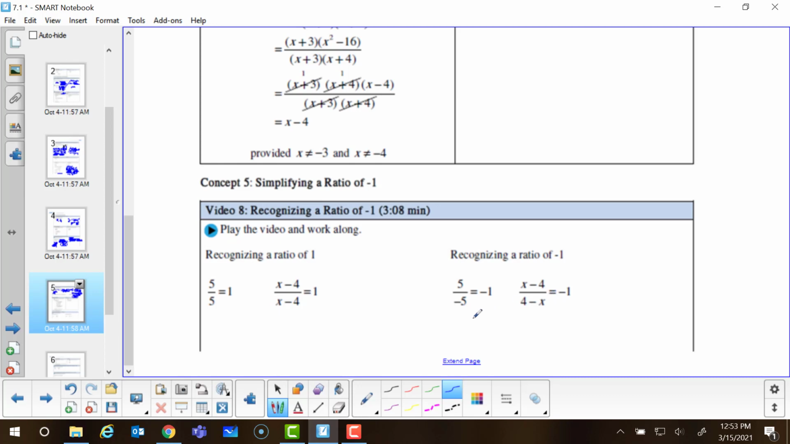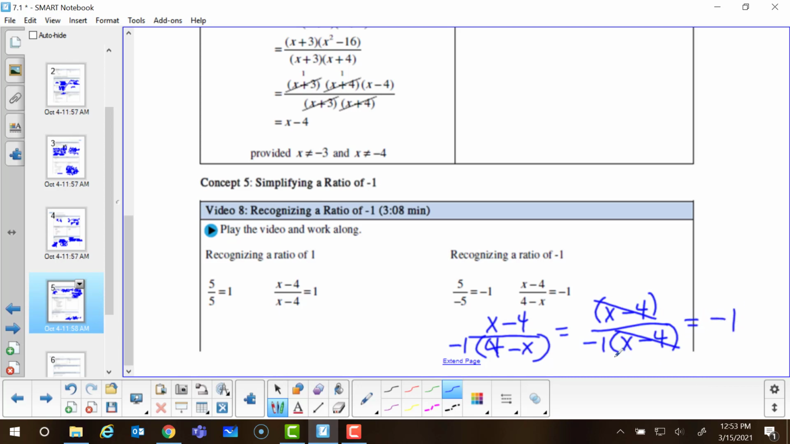So what I could do, let me just show you. I can force that 4 minus x to become an x minus 4 if I take out a negative 1. So that would make x minus 4 over negative 1, and I'm going to switch that order right there. Then those would cancel, and look what I end up with: that negative 1 that I pulled out to force those two to match.